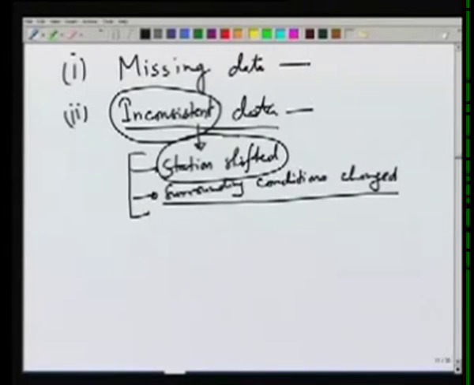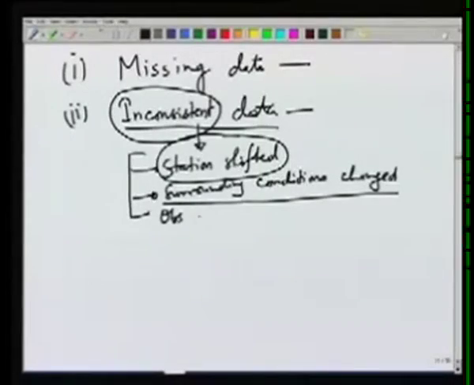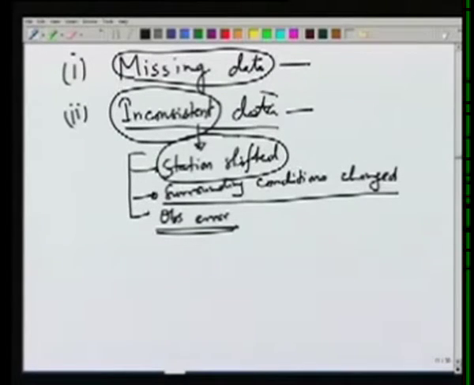For example, after plotting the data, we may notice that before a certain time the data is not consistent. It may be because of some observation error. So human error also we can add, but it's not very likely, but there may be some observation error. So if we have missing data or inconsistent data, we first need to fill in the gaps.